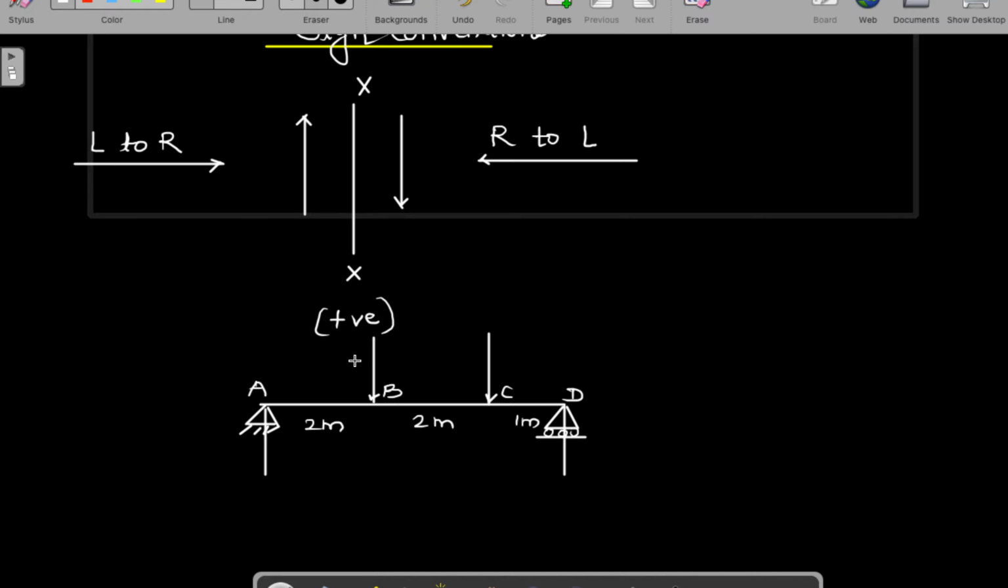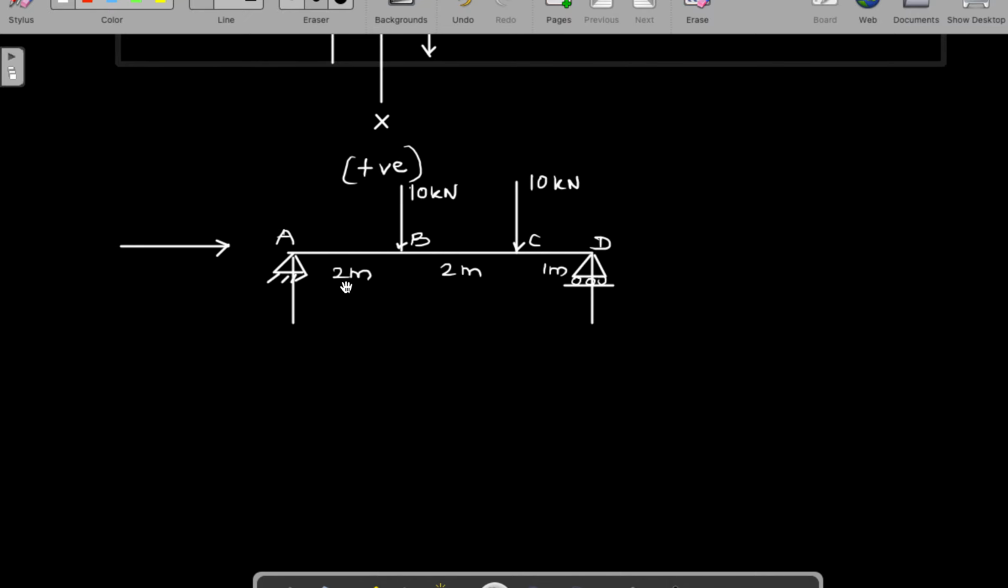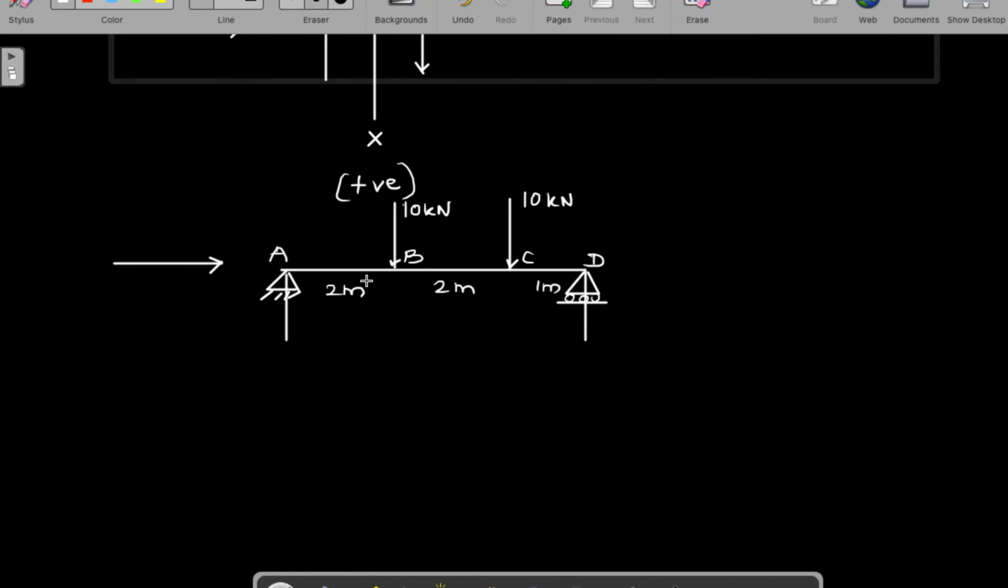Now when you do the solution, if I am considering left to right, our flow of calculation goes like this. Initially we will be calculating reactions. Let's say a 10 kilonewton load acts over here, and a 10 kilonewton load acts over here. The first step is to calculate the reactions.